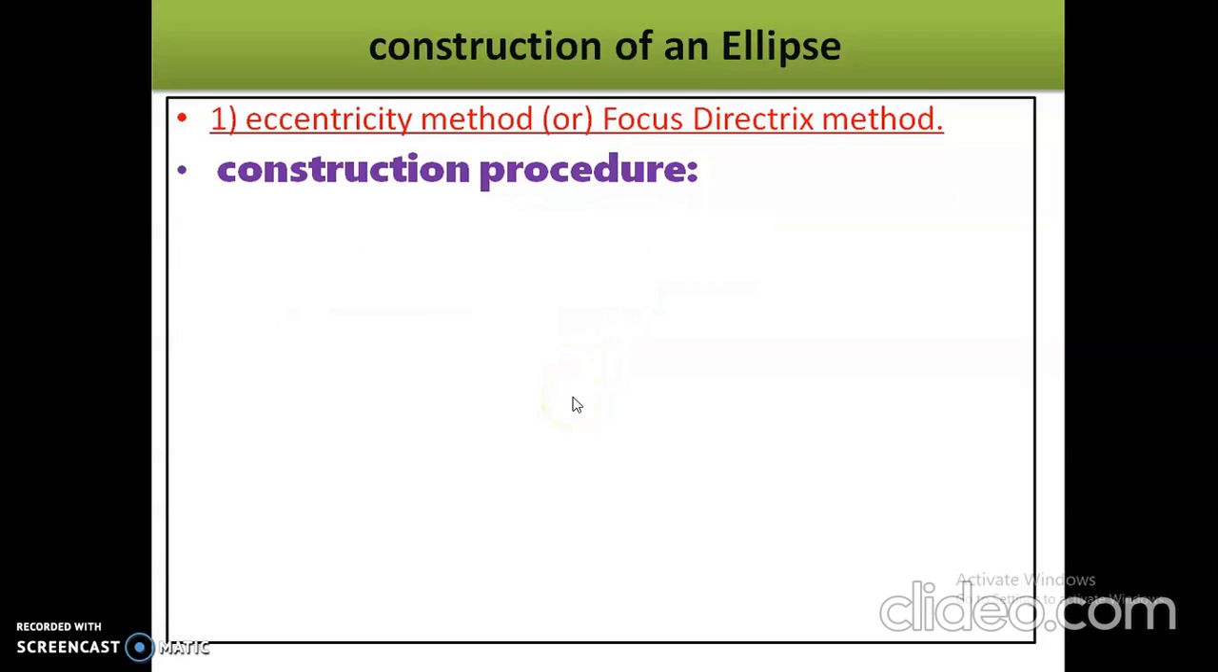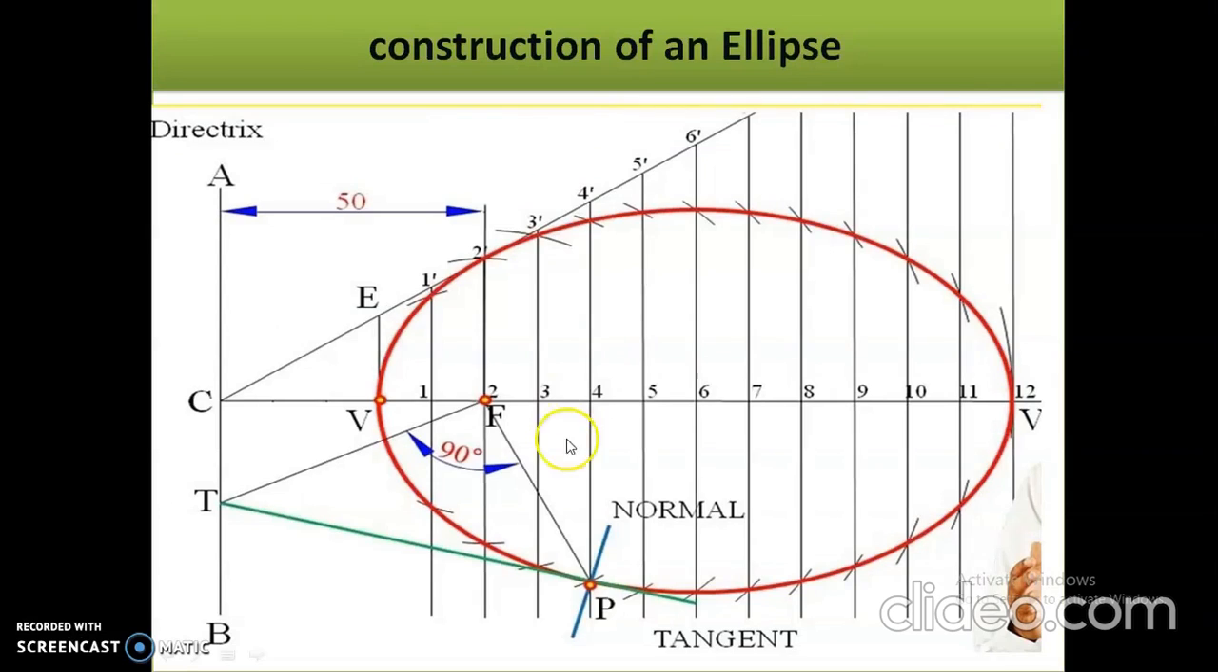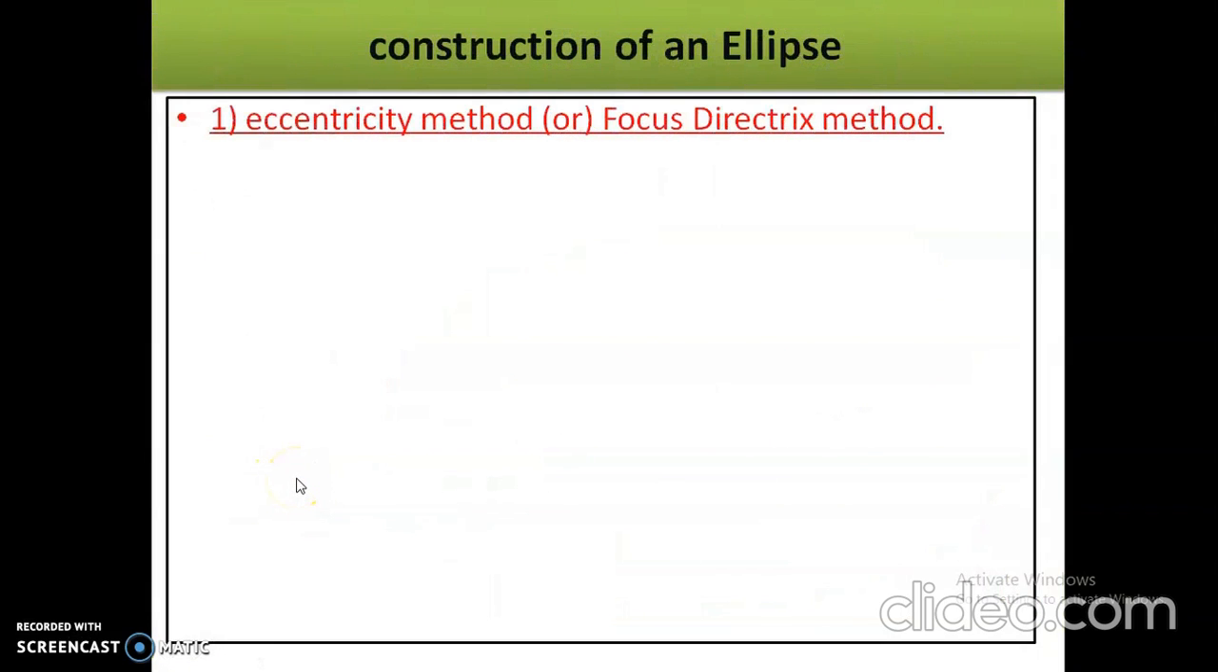Once again, see here in this problem. First we need to draw the directrix line, any vertical line. Mark the point C on the directrix line. From that point C, draw a horizontal line. This is our axis line. This axis line should be perpendicular to your directrix line. So these are the 2 points.